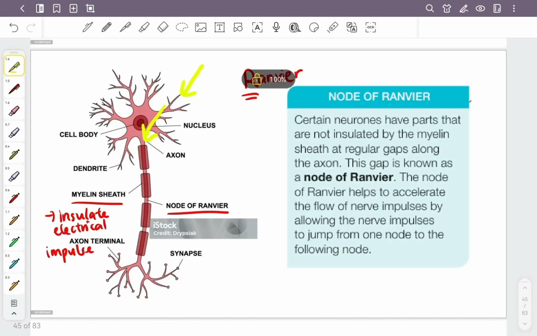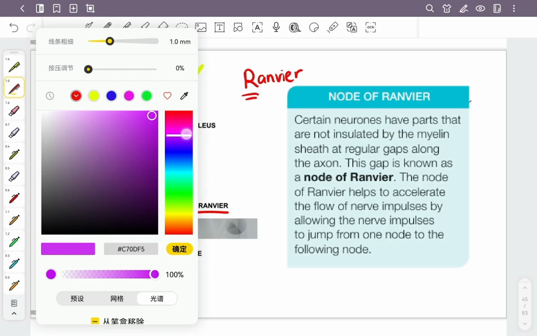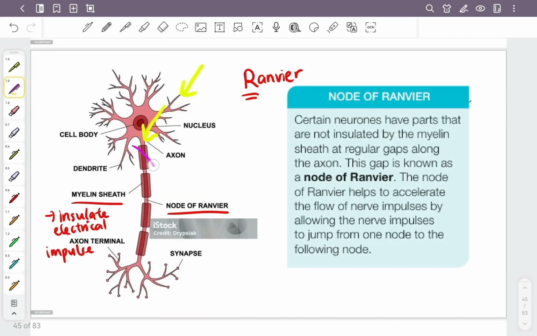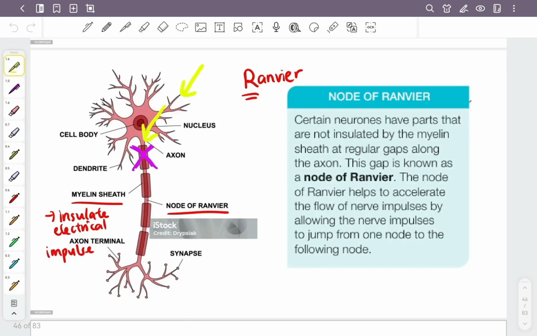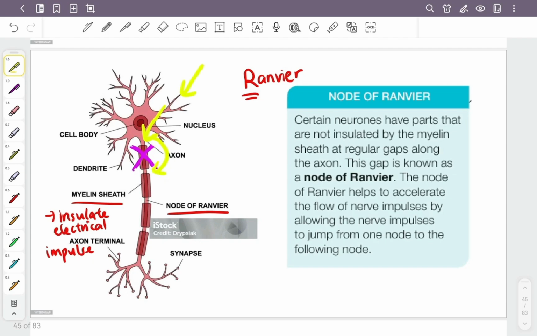Okay, let's say the white color is your nerve impulse. It's in terms of electrical. So until here, this myelin sheath is disabled because it's insulated, right? The nerve impulses cannot pass through. What happened? It jumps from here to the knot of Ranvier because this part is not covered with the myelin sheath. So it can pass through. And when it reaches here, it cannot pass through, correct? Because the myelin sheath is an insulator, you cannot pass through.